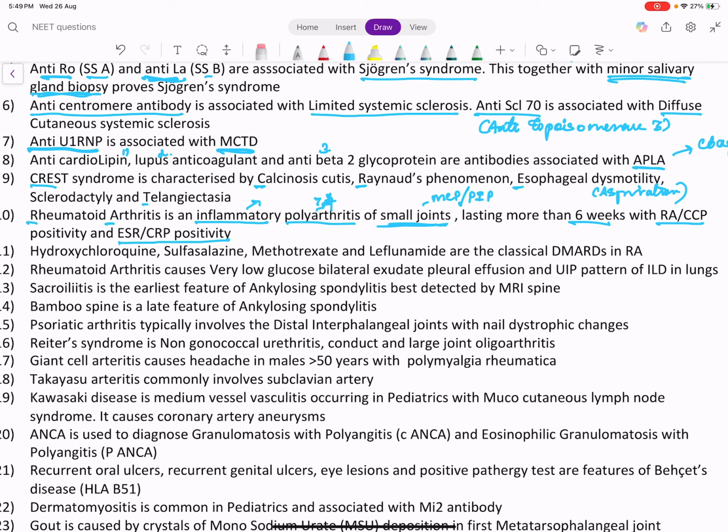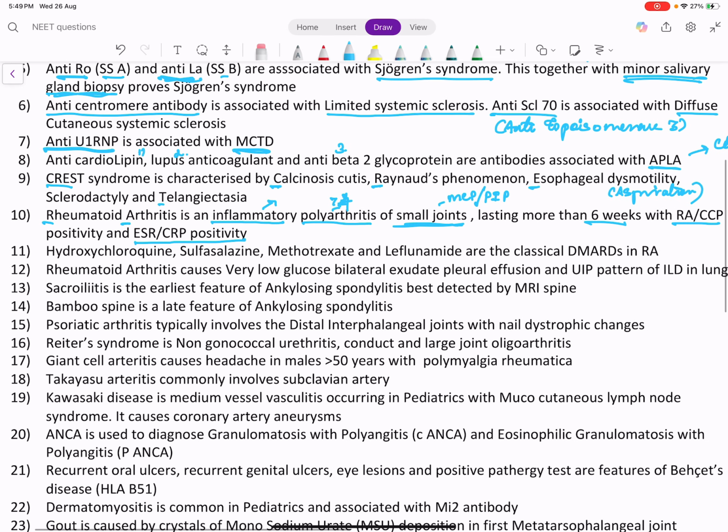So the drugs used for RA are called DMARDs. We have classical DMARDs and biological DMARDs. Biological DMARDs are the anti-TNF alpha inhibitors, interleukin-1 antagonist, etc. The classical DMARDs are hydroxychloroquine, sulfasalazine, methotrexate, leflunomide.